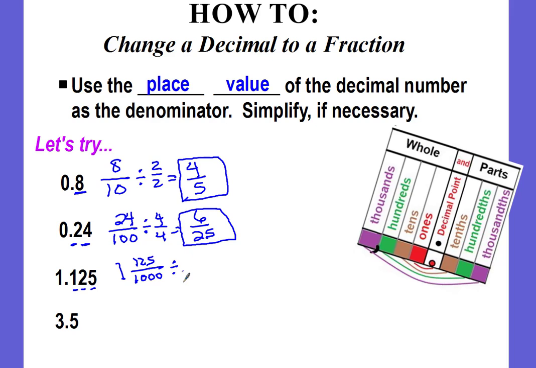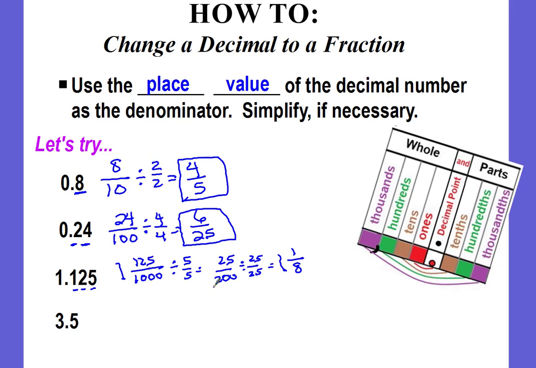I know that I can divide both by 5 because the numerator ends in a 5, the denominator ends in a 0. So that's going to give me 25 over 200. And if I think of this 200 as in $2, I know I can divide by 25 because I'm thinking of quarters. So 25 divided by 25 is 1. And 8 quarters make $2, so that's 1/8. And don't forget your whole number, the 1. So it's 1 and 1/8.